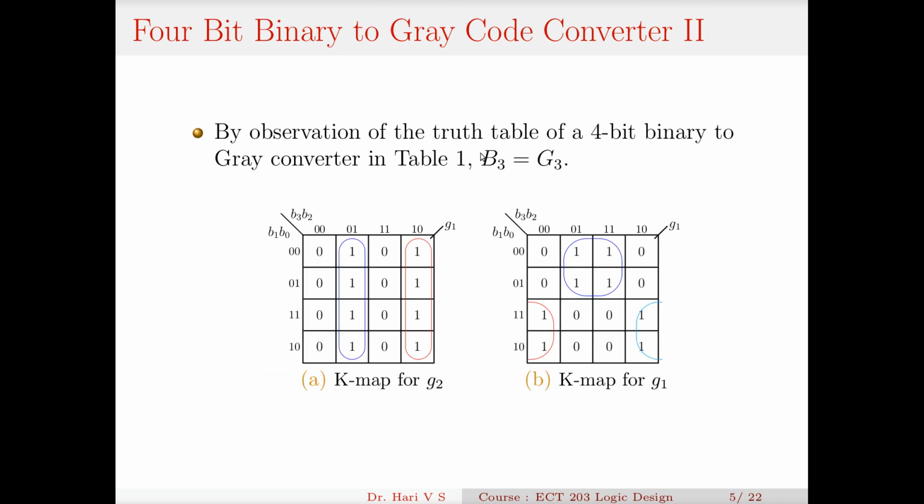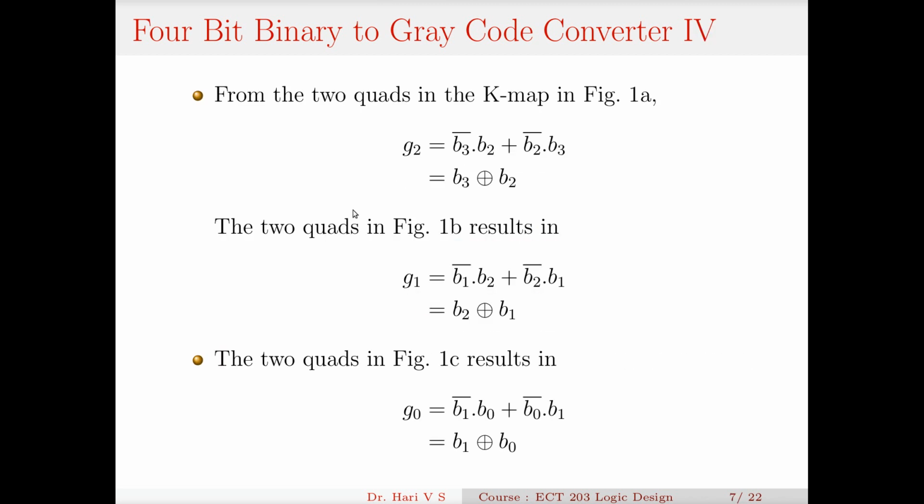Then the second term: there is another quad that is happening here. Here you see that it is spanning over 4 rows and everything is changing in that. So it is not a function of B1 and B0. It is a function of B3 and B2 alone. What is that? It is 1, 0. It is B3 B2 bar. So it is B3 bar B2 or B2 bar B3, which is nothing but B3 XOR B2.